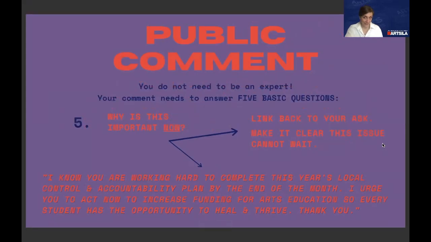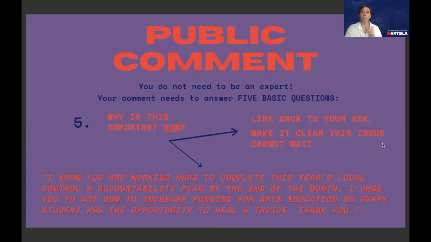And then lastly, this is the last piece of an effective public comment. The final question you need to answer in order to create a really effective public comment is, why is this important now? It's very easy for leaders to say, oh, this is a great point. Thank you so much for speaking out. And we'll talk about this at our next meeting, in next year's budget. We'll talk about this in 10 years. And we need to make sure we're making it clear, no, this needs to be addressed now. It's really urgent and it's really important, right?